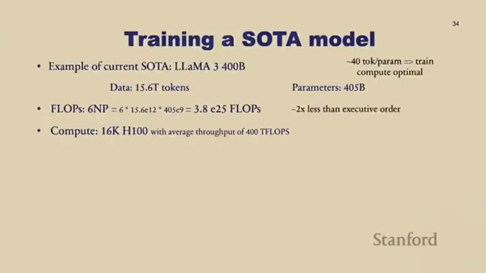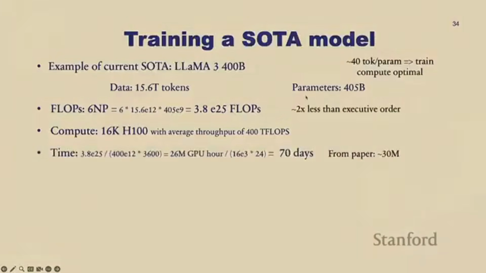Okay. Compute: we know that they trained it on 16,000 H100s, and we know the throughput they got. So if you do the computation, it takes around 70 days, or 26 million GPU hours. At least that's with my back-of-the-envelope computation. They actually said that they used 30 million instead of 26 million GPU hours, so maybe they had some challenges. I don't really know. But if you follow the simple computation, it's around 70 days.